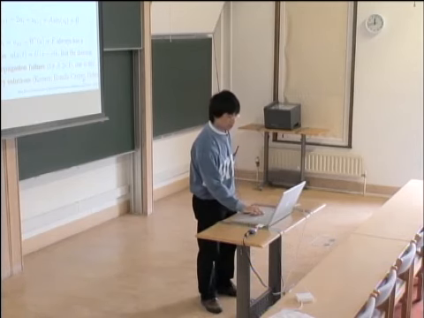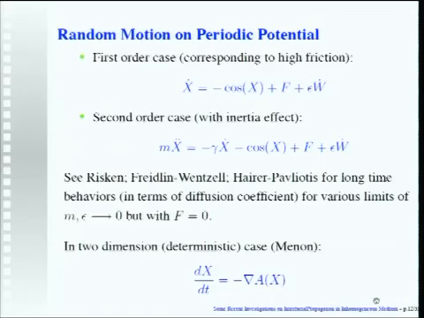Okay, and then in the random case, you can also easily think about what if we add noise. In the first order case, corresponding to a high friction, you have the original deterministic dynamics plus a small amount of noise. You can also consider the second order case with inertia effect, with small mass or high friction, and you can also add noise. As I say, you don't want to add too much noise, otherwise you wash out all the local behavior of the potential. So the limit of small noise or small mass has been studied quite carefully.